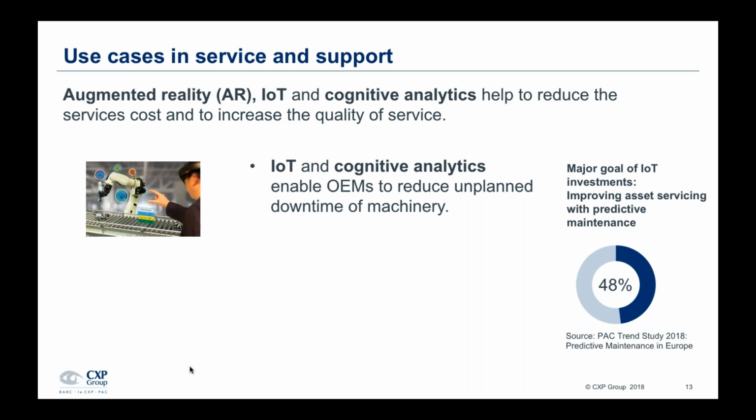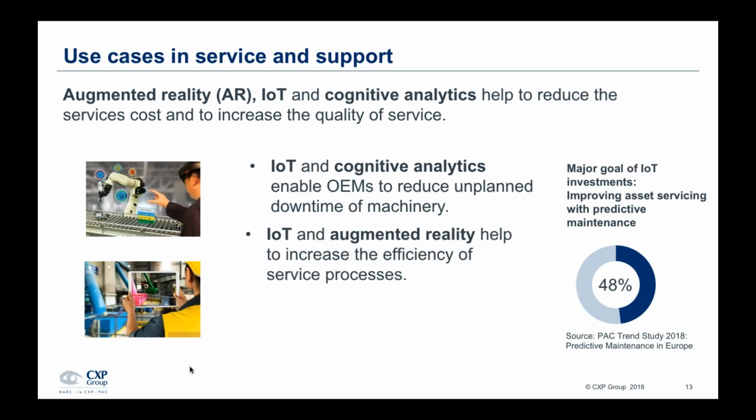And IoT and augmented reality can also help to increase efficiency of service processes. So, for example, one use case is that a service technician is equipped with a mobile device and gets service instructions displayed as a second graphical layer above the physical product which needs to be repaired. This increases efficiency of service tasks, as the technician, for example, doesn't have to look at paper instructions on how to repair products in paper-based service manuals or documentations.